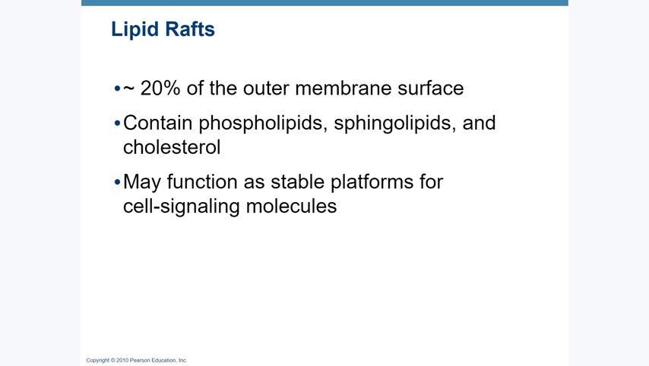Lipid rafts. About 20% of the outer membrane is a lipid raft, and they can contain phospholipids, sphingolipids, and cholesterol. And many function as stable platforms for cell-to-cell signaling molecules. So those rafts are just areas where it's a lot of different lipids to help with that signaling.